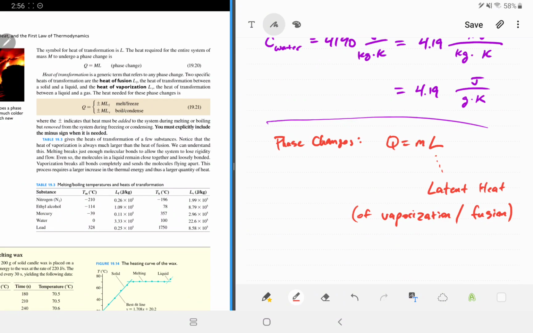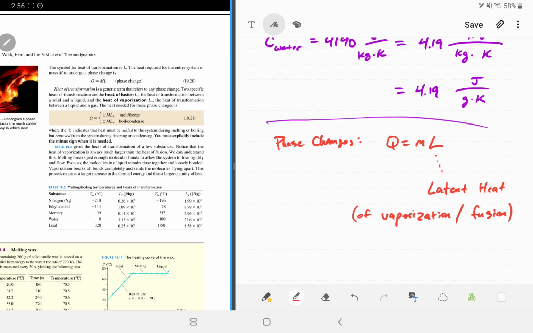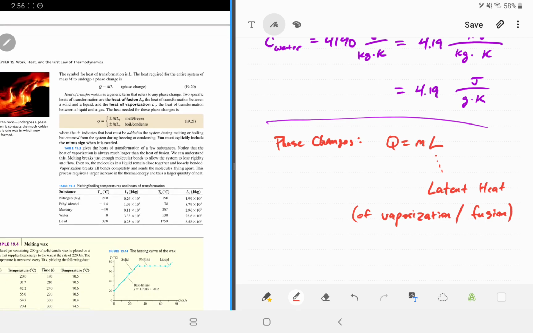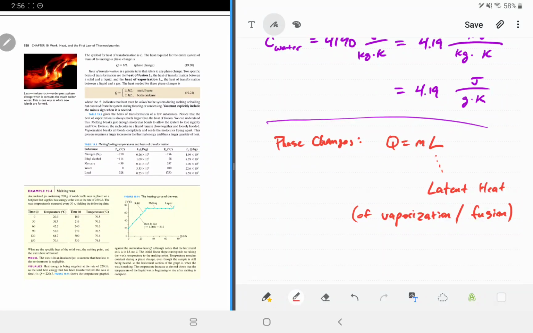So by the way, there is a latent heat of sublimation, if your substance sublimates at a certain pressure. So for carbon dioxide, if you're looking at the value at 1 atm, they would have a latent heat of sublimation. So you might see a capital L with a subscript S on it.